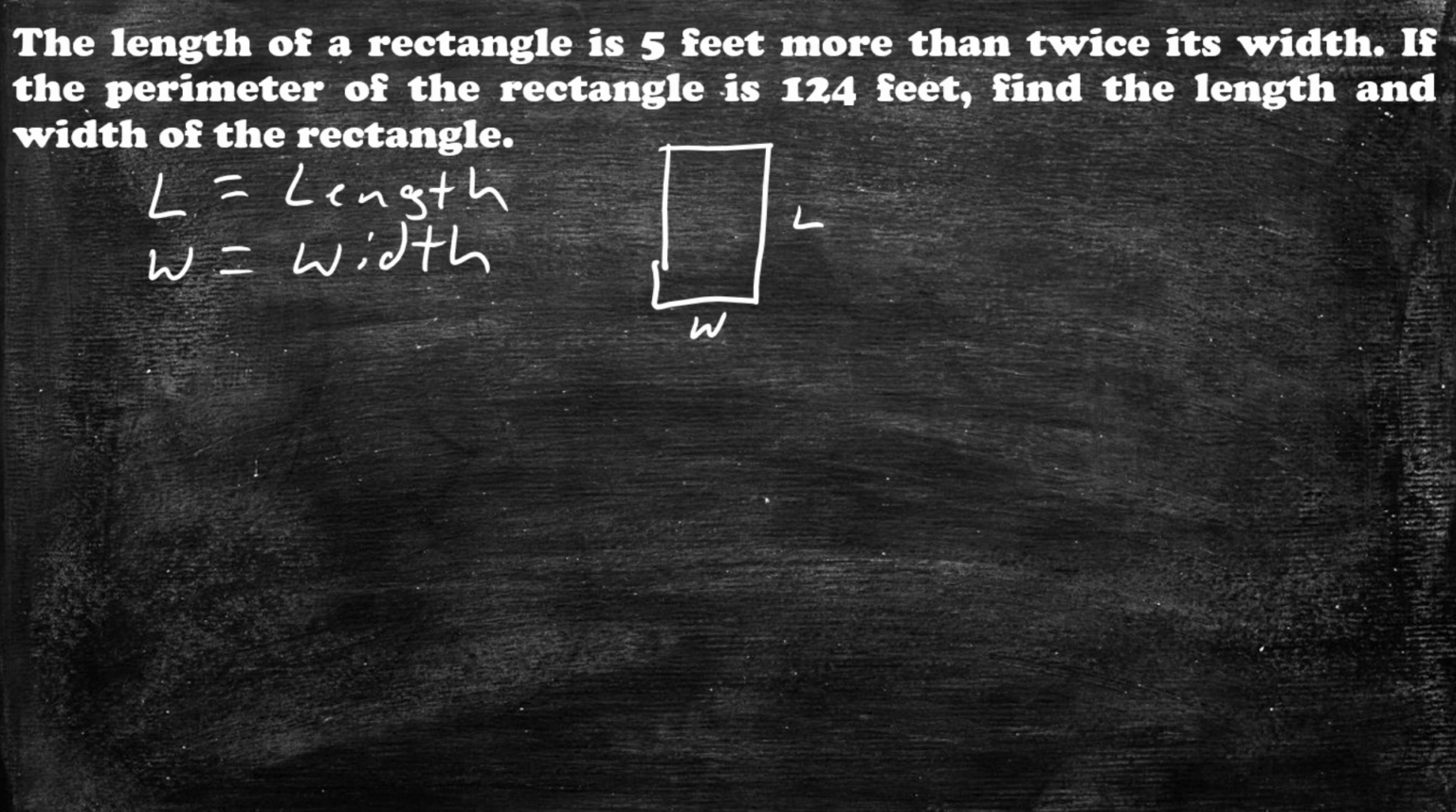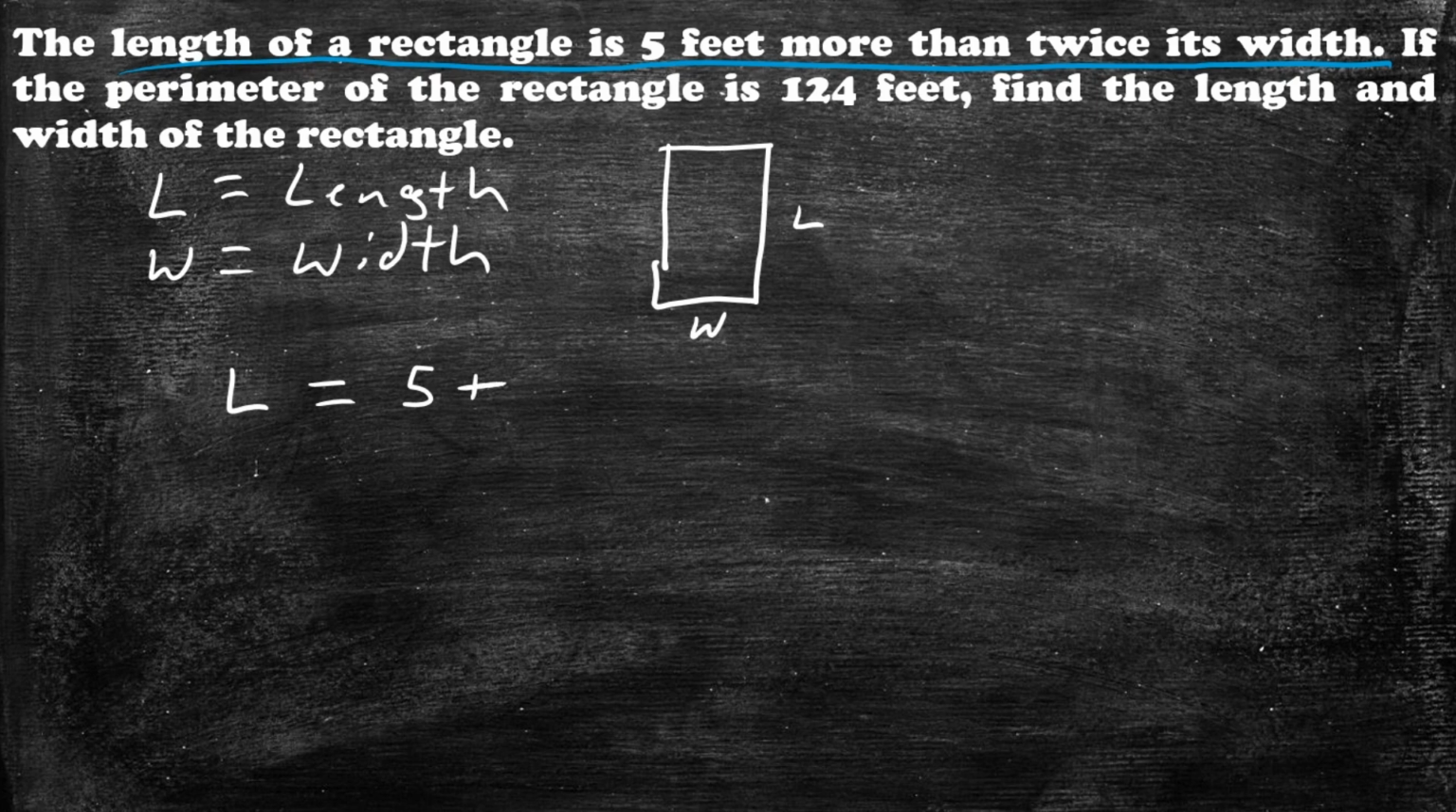So what we want to do is write two equations, and we're given some key pieces of information here. The length of a rectangle is 5 feet more than twice its width. Sometimes you just have to sit there and think about what it's saying. So I'm just going to put the length, and it says the length is, so that means I'm going to put an equal sign. So the length is 5 feet more than twice its width.